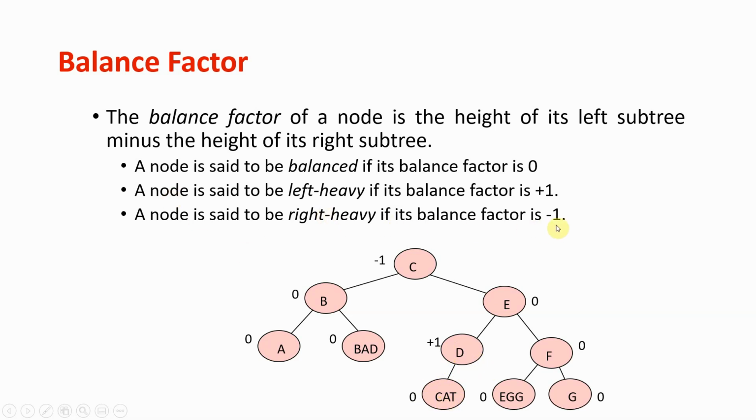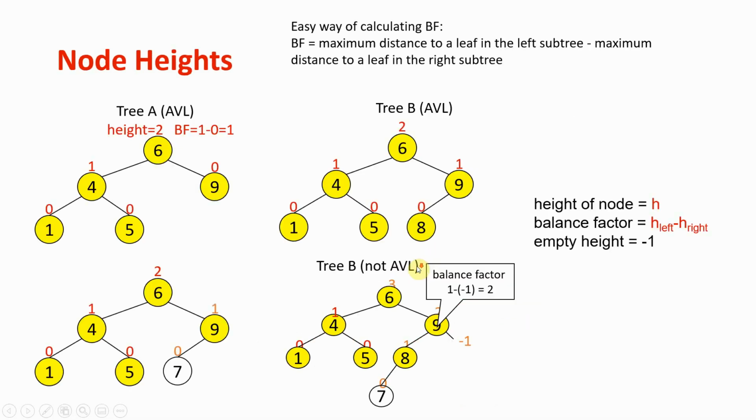If the balance factor is -1, we call it right heavy. For example, for this one, you see that the height of the left subtree is 2, but the height of the right subtree is 3. So this is a right heavy node. This root is a right heavy node. Okay. There are other definitions for balance factor, which define it as the height of the left child minus the height of the right child. But the easiest way to calculate the balance factor is finding the maximum distance to a leaf in the left subtree minus the maximum distance to a leaf in the right subtree. Okay.